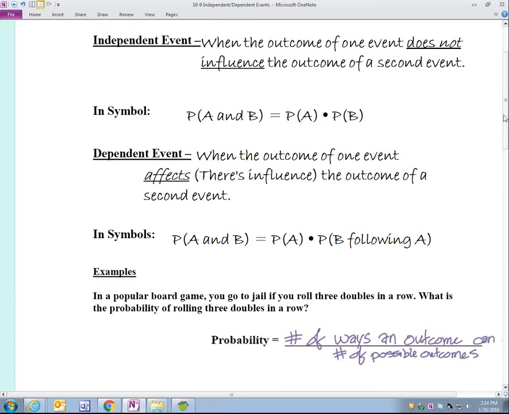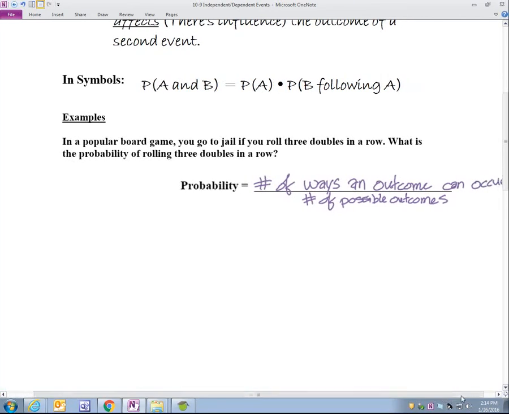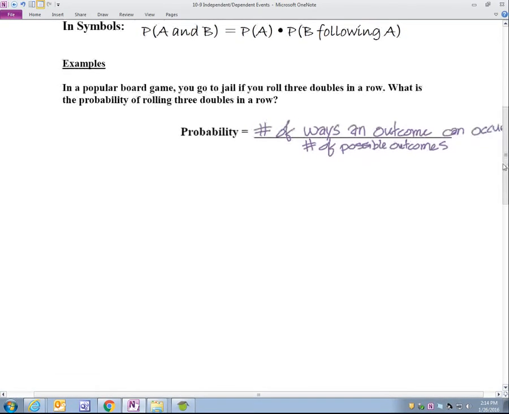Let's do some examples. And when we're doing these examples, I want you to remember that this is what probability is: the number of ways an outcome can occur over the total number of possible outcomes. That's something that you need to have memorized already. That's something that will come up on the test. Did you write that? Good.